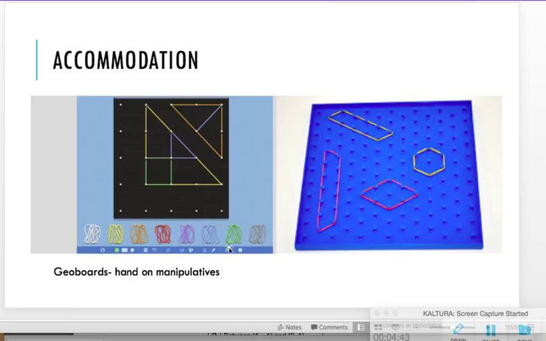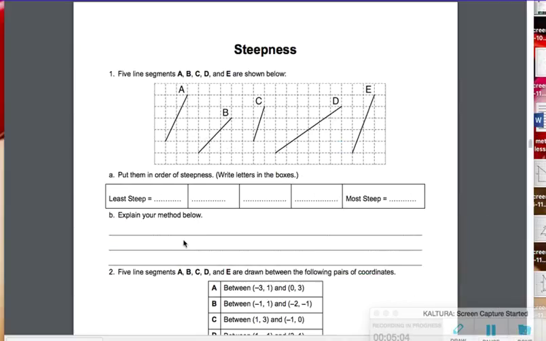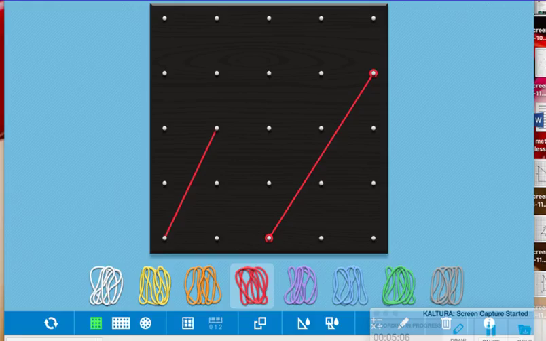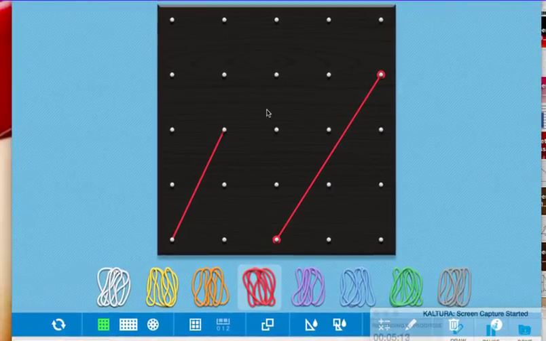Over here, this is a geoboard app, and I have used this with my students. It has been very successful in the past, and you can find it on the Math Learning Center. You can also download it as an app for your students. I'm going to pull it up now so you can take a look at it. This is the geoboard application and the screen that the students would see.